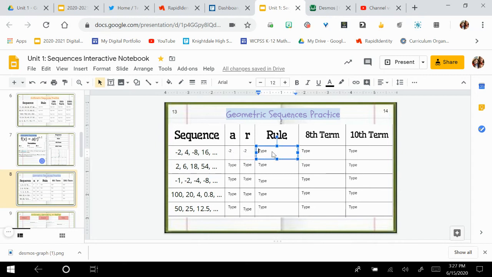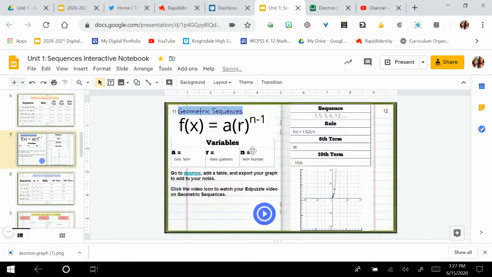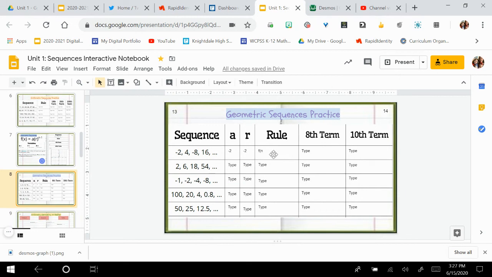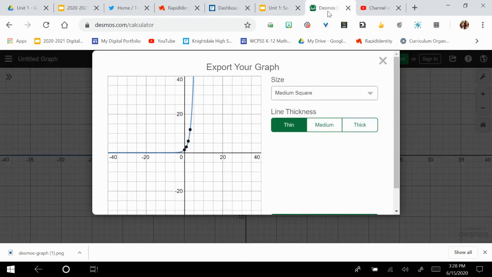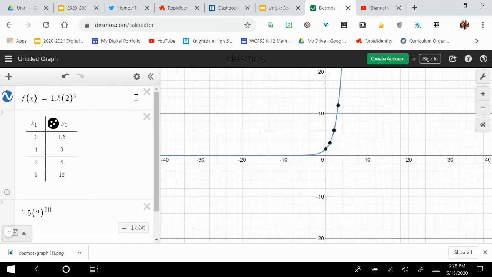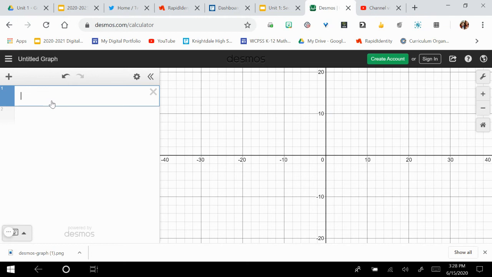All right, so our rule, okay, is f of n equals, and then our zero term is -2, parentheses, our ratio is also -2, and then we're going to do caret key n. So there's our rule. Now I'm going to use Desmos to figure out our 8th and 10th term. Okay, so I'm just going to clear all this out. So -2, parentheses, -2.